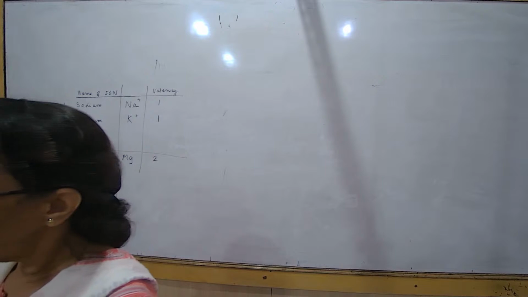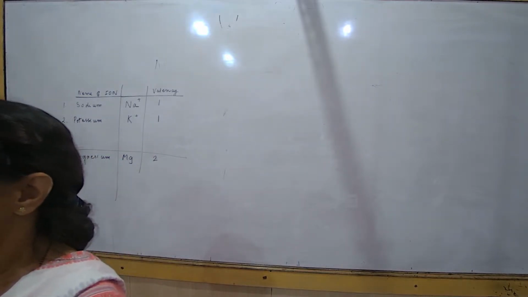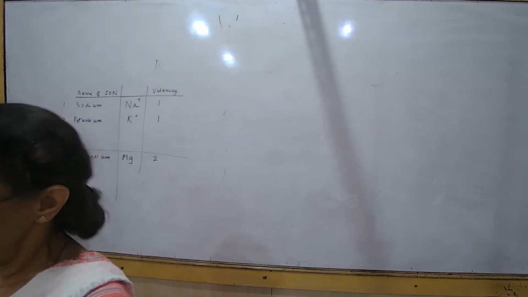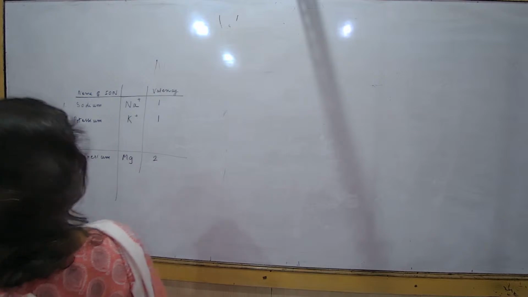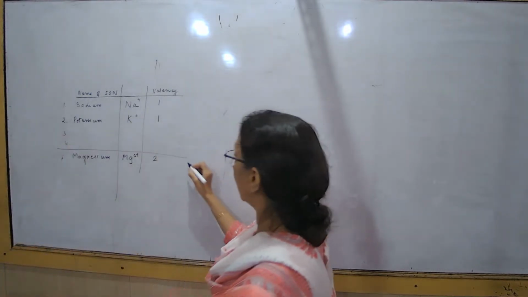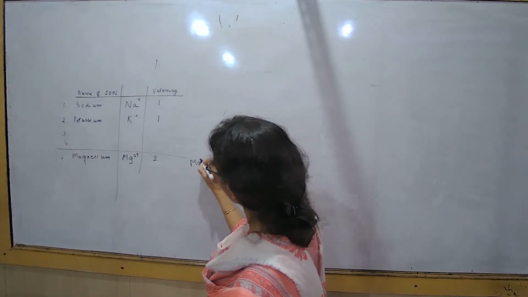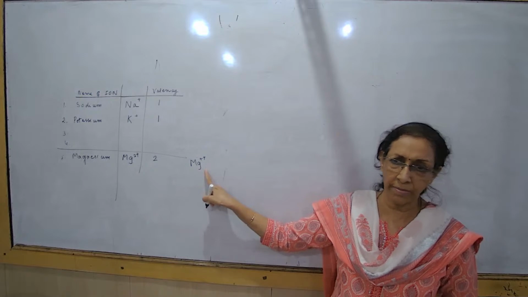When it is Mg, it will be only plus, right? Always plus. Why? It is a metal. All of them are metals. So you can write it as 2 plus. And can we write it as only plus? You can also write it as Mg plus plus also. This way also you can write. There's no problem.